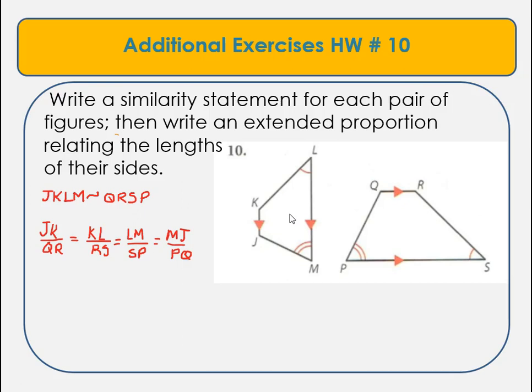QR. And let me just do something here and show you. So JK is to QR. Both of them are the first two letters in the trapezoids. Now the next set of proportions will be KL and RS. So KL to RS. And if you look at your figure, KL and RS are similar.